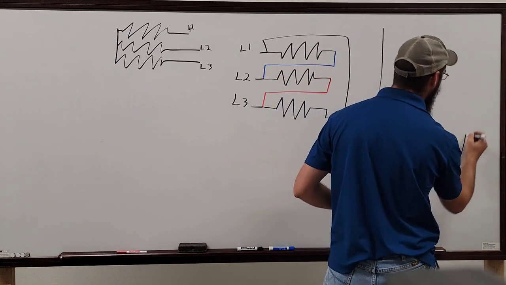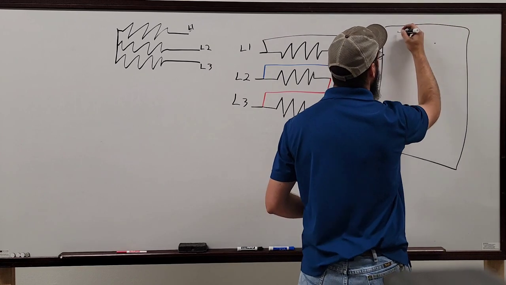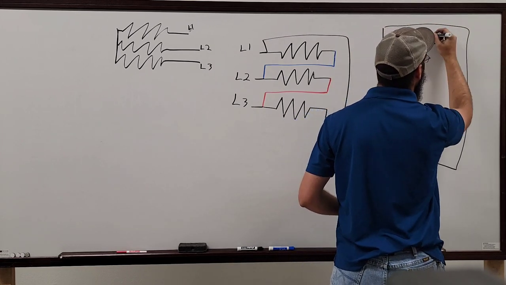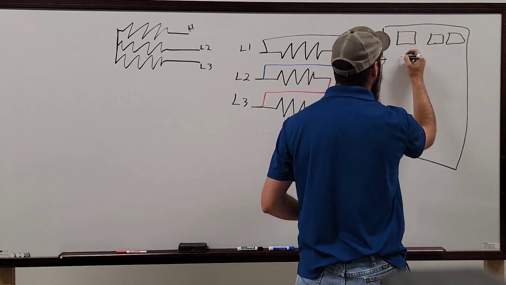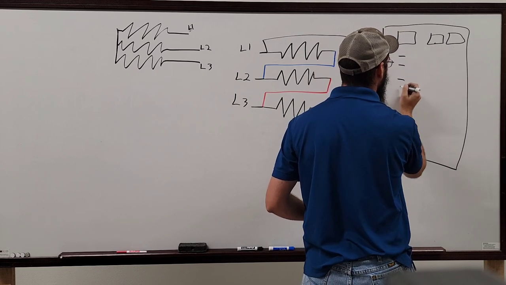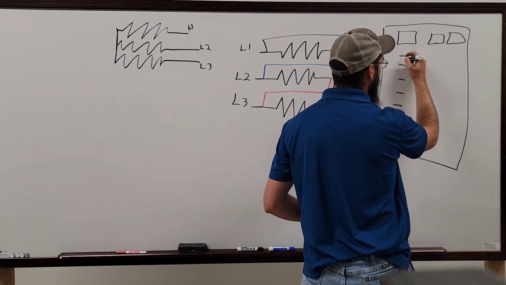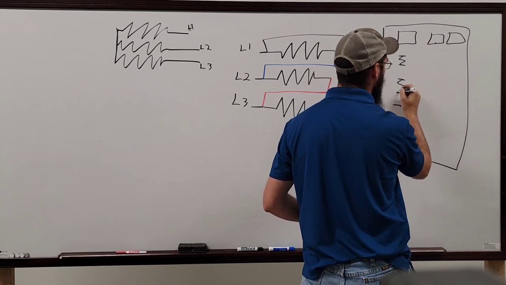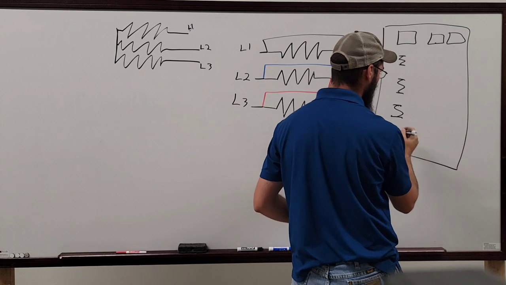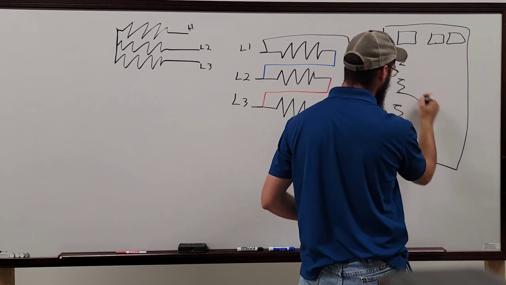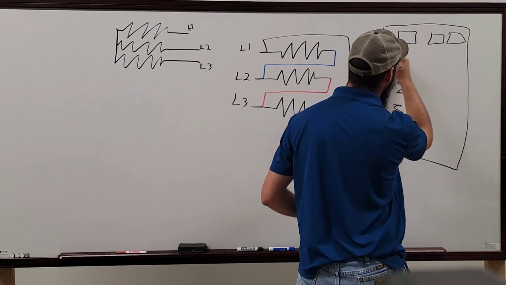You've got a control panel here, and so you've got your contactors and stuff up here. And then you'll have a terminal, and terminal, and terminal, and terminal, and so on. And then this will be one heater, one heater, one heater, and one heater. And each of these are jumping to the other heater, and this is jumping back around to this heater.